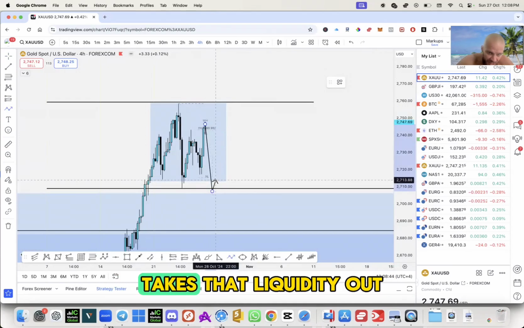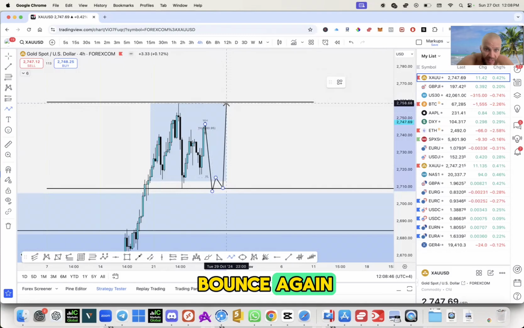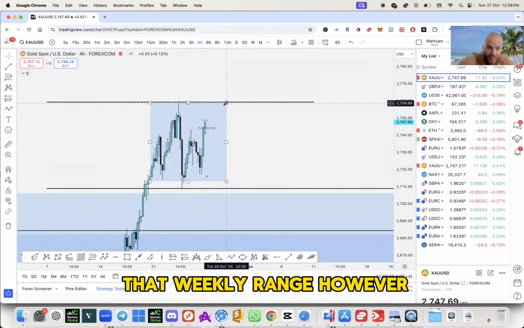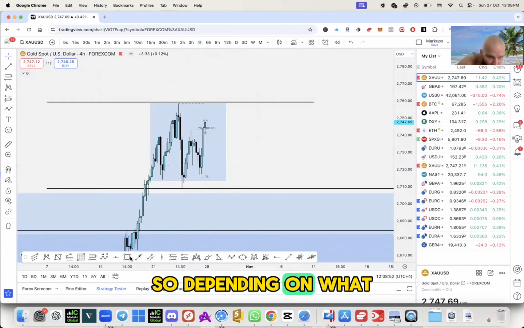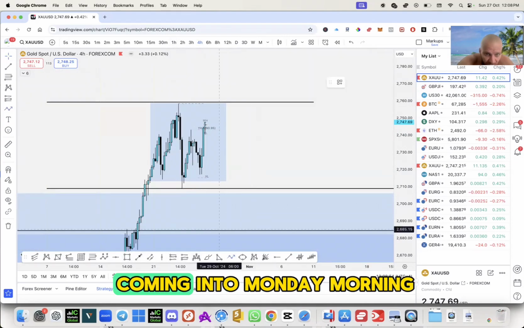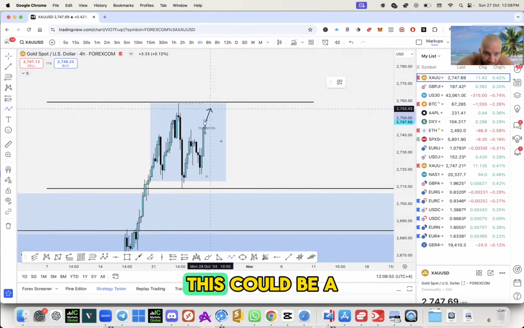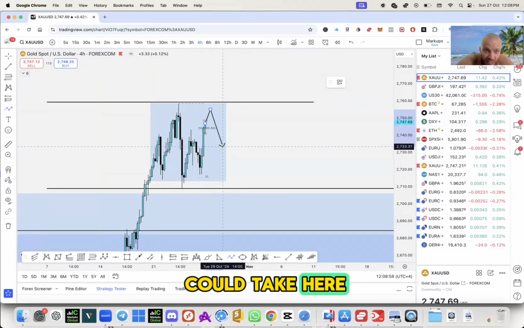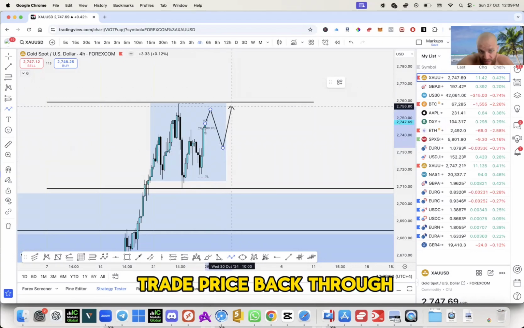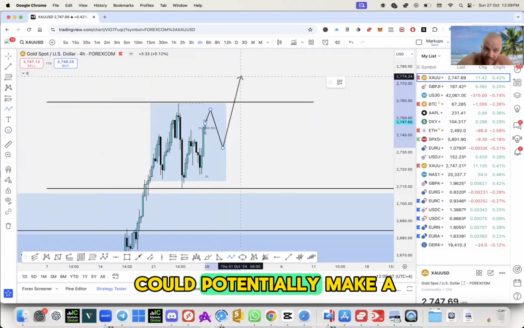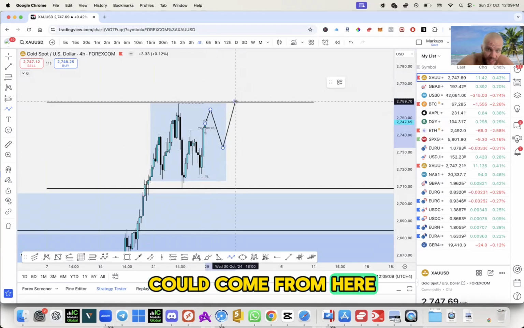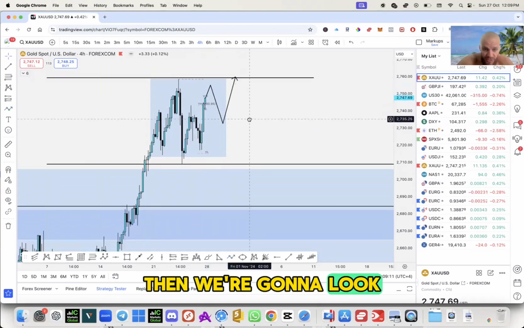If price comes down here, takes that liquidity out, the price is going to bounce again and continue back through that weekly range. However, we do have a nice imbalance here. So depending on what price is looking like coming into Monday morning, if we push up a little bit, this could be a nice retracement trade we could take here, define it, refine it on the lower time frame, and then look to trade price back through to that high, because the move that could potentially make a new high could come from here. So we've got this zone here that we're going to look to take buys from.